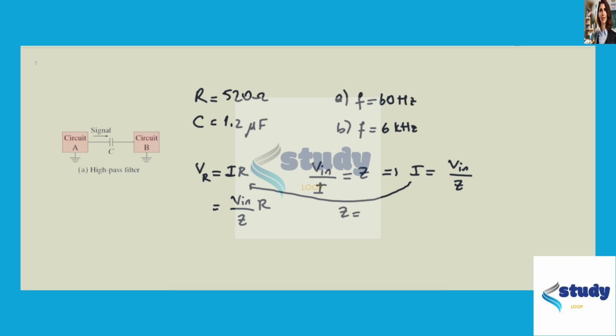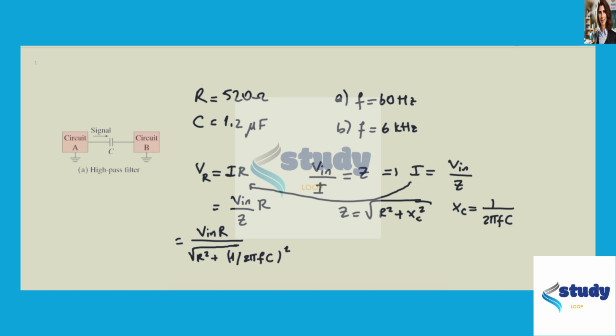Now let's remember what impedance is. This is an RC circuit, so we're going to have the square root of R squared plus X, the reactance of the capacitor, squared, where we know that the reactance of the capacitor equals 1 over 2 pi f C. Now, putting everything back in the main equation, we get the input potential times the resistance divided by the impedance, which is the square root of R squared plus (1 over 2 pi f C) squared.